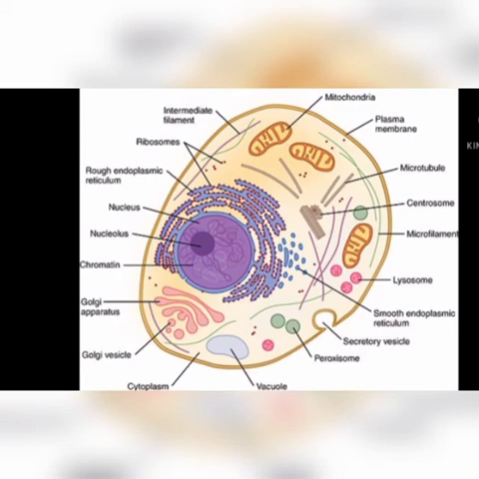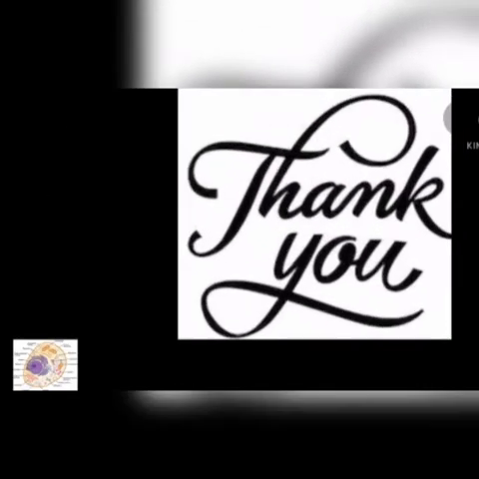The functions of these plastids are: chromoplasts trap electromagnetic radiations. Leucoplasts store food material. Chloroplasts are the centers of photosynthesis.